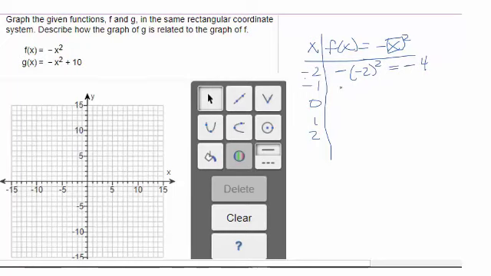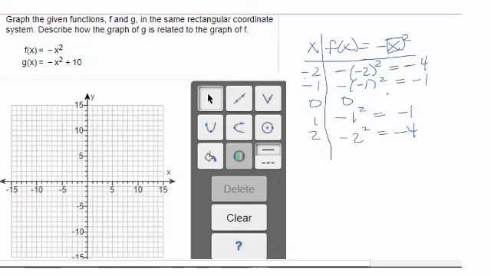And then if I plug in negative 1, the opposite of negative 1 squared is the opposite of 1. And if I plug in 0, I'm just going to get 0. If I plug in 1, I have the opposite of 1 squared, which is negative 1. And if I plug in a 2, I have the opposite of 2 squared, which is going to be negative 4.